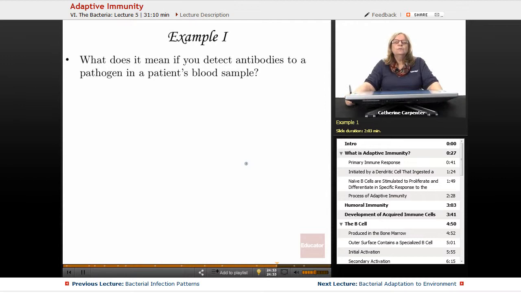Okay, so now we have some questions. So the first question has to do with, what does it mean if you detect antibodies to a pathogen in a patient's blood sample? Well, it means that the patient has been exposed to that disease. Now, if the patient has had a vaccine, then those antibodies essentially represent the fact that the patient has had a vaccine. If the patient has not had a vaccine, those antibodies represent the fact that the patient has actually encountered the pathogen.